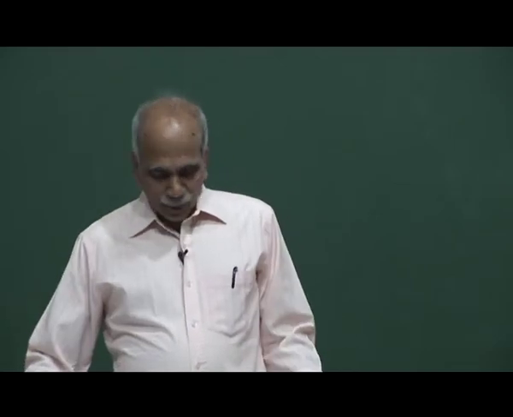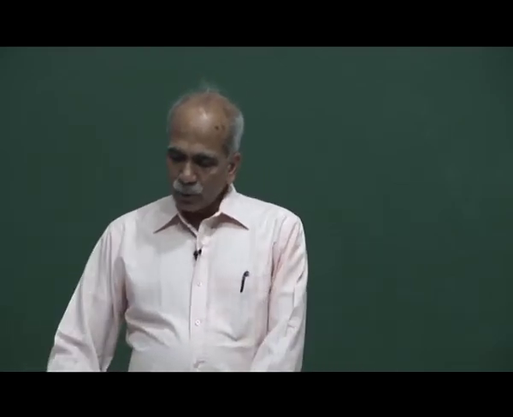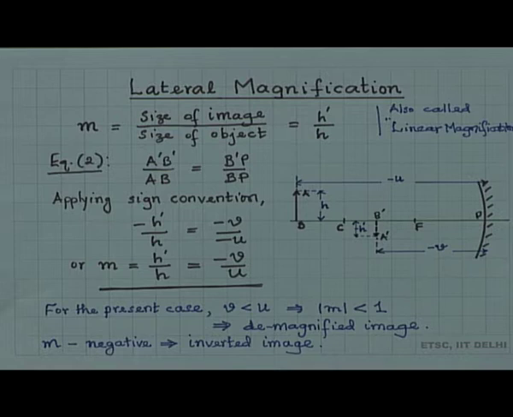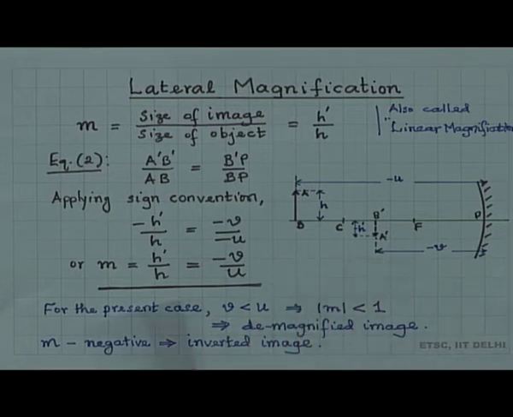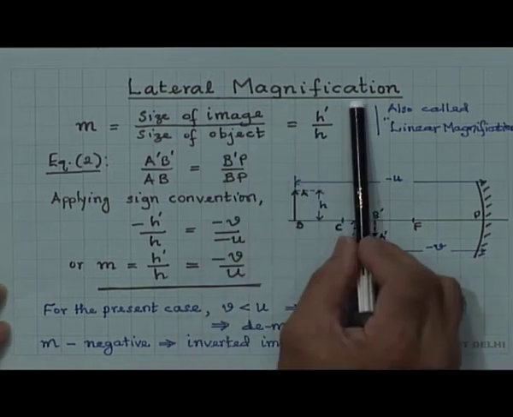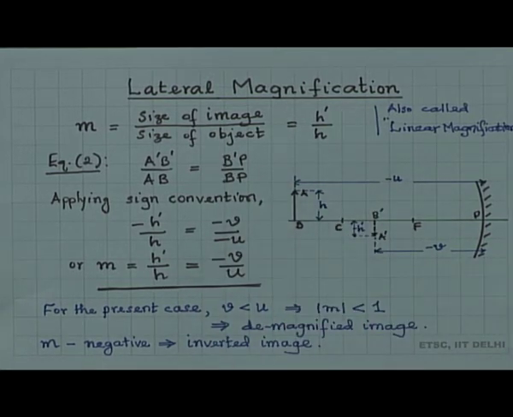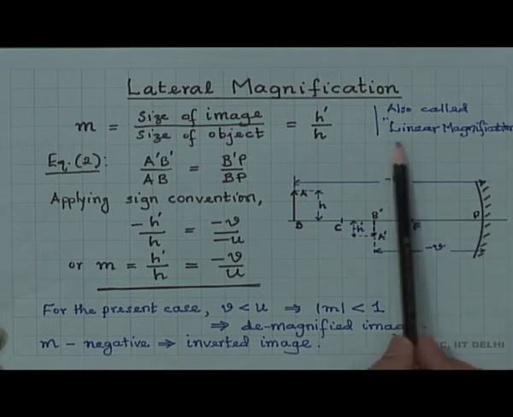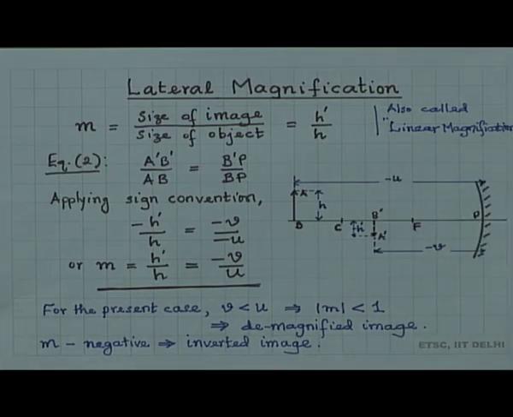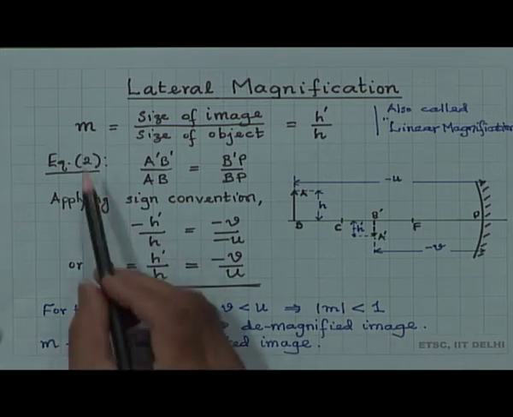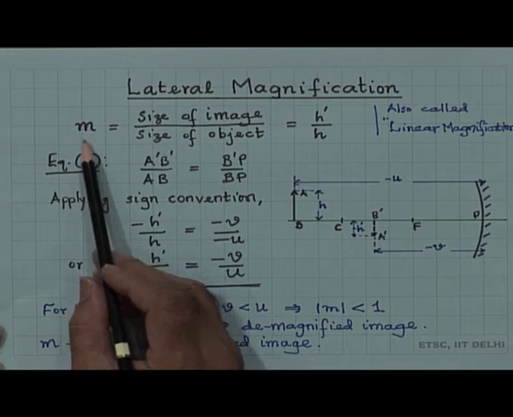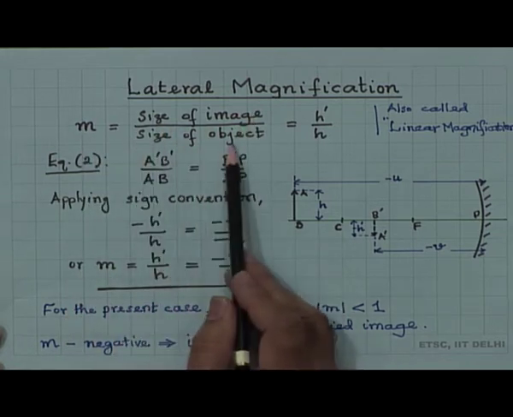Now, let us go further and discuss the lateral magnification of the object. When the image is formed, we would be interested to know whether we will get a magnified image or a contracted image, or a demagnified image. So, here lateral magnification, which is also called linear magnification, because we have considered a linear object and only in the lateral, transverse direction, and therefore, m, the magnification, is defined as size of the image by size of the object.